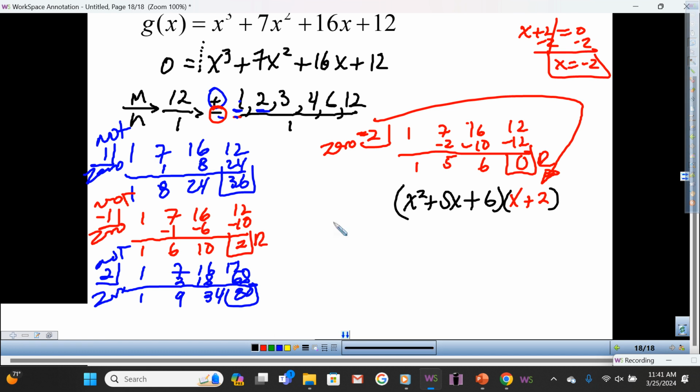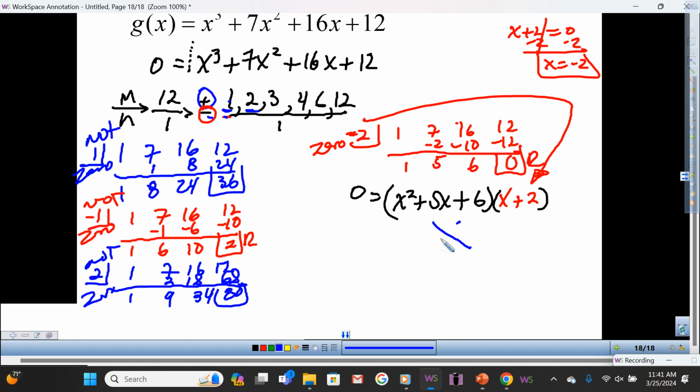All right. However, question, can we factor this a little bit more? We got 6 and we got 5. What factors of 6 add up to 5? 2 and 20. No. 2 and 3, yes. So therefore, x plus 2, x plus 3. Bring down our last factor, x plus 2. And all that equal to g of x.